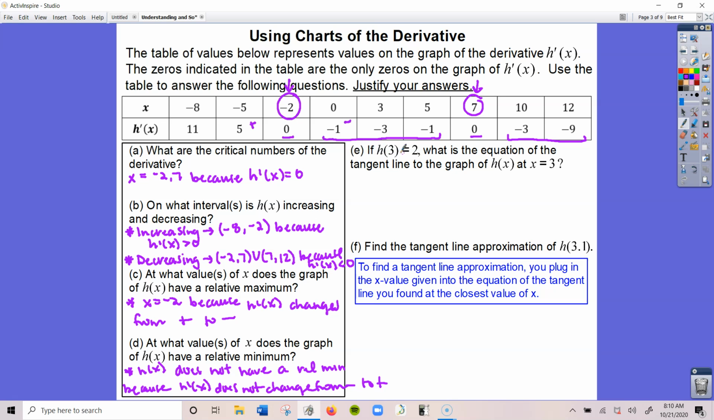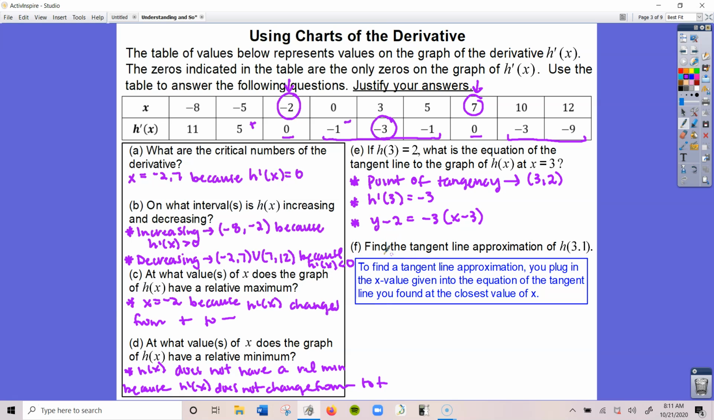For E, if h of 3 is equal to 2, what is the equation of the tangent line to the graph of h of x at x is equal to 3? So we have our point of tangency that was given to us in this question. That is h of 3 is equal to 2. So that means we have the coordinate (3, 2). What I'm missing is the slope. That is h prime of 3. Since this is the chart for h prime, h prime of 3 is equal to -3. So that is my slope. So my equation would be y minus 2 equals -3 times (x minus 3).